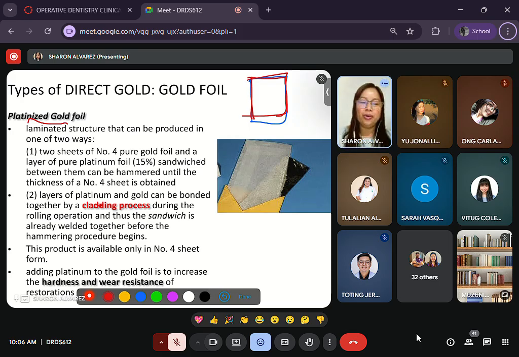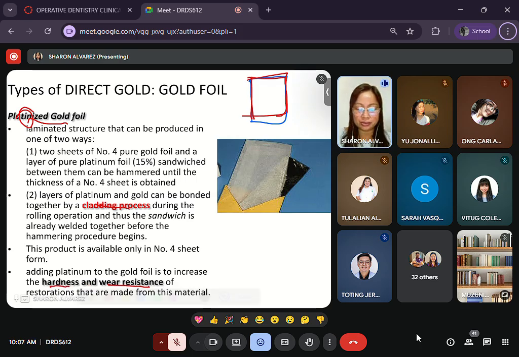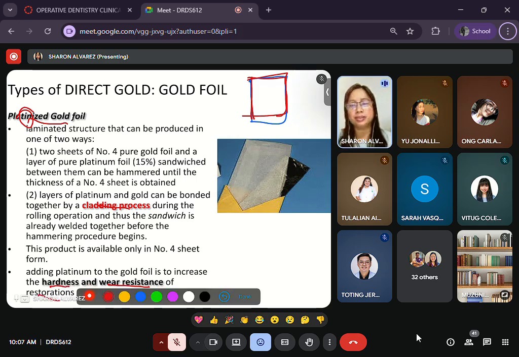Okay? So why are they doing this platinized gold foil? What's the purpose of adding platinum? Platinum will increase the hardness and the wear resistance of the restoration. Pure gold kasi, have you seen the pure gold? Pure gold kasi is too soft. Pure 24 karat gold, that is what is used, di ba, for gold foil.